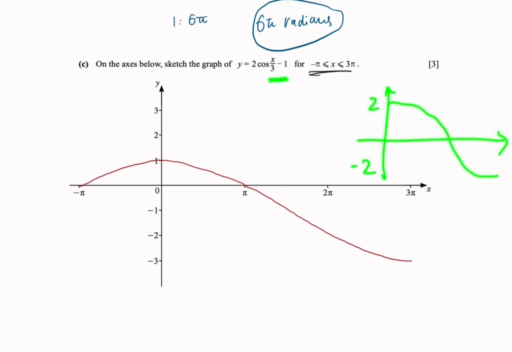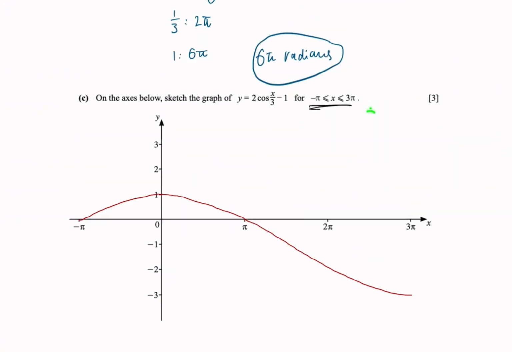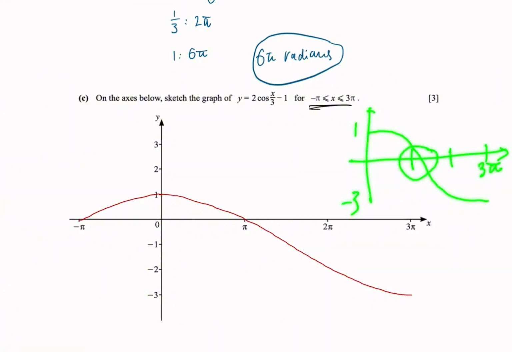But since there's a minus 1 at the back, the graph will move down by 1 unit. So if you move down by 1 unit, it will be 1 minus 3, and it will look something like this. Here is 3 pi. But okay, so we don't know exactly where the graph will cross the x-axis.